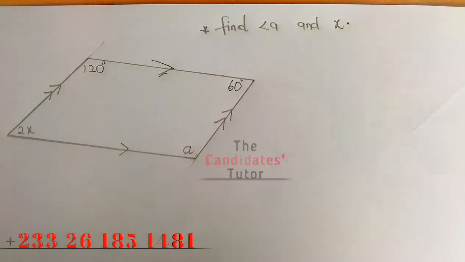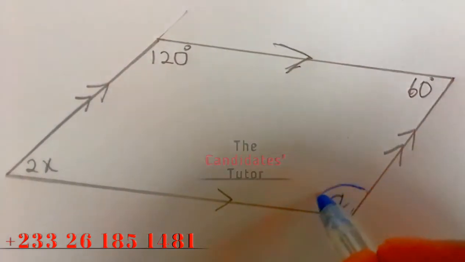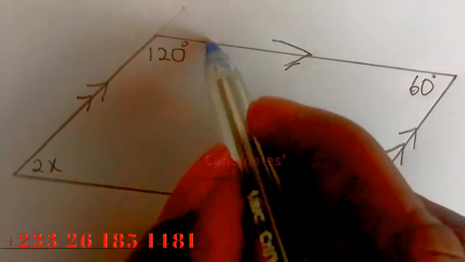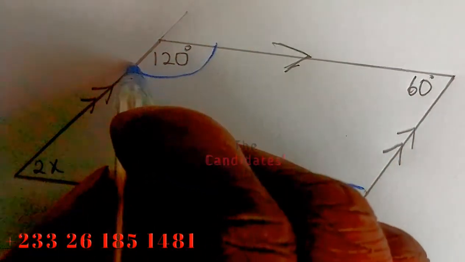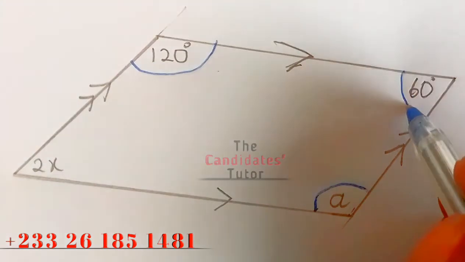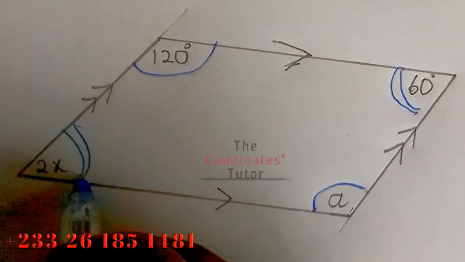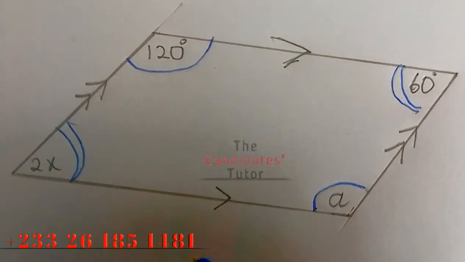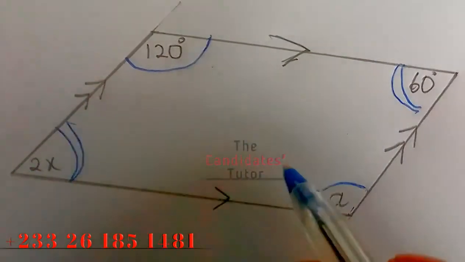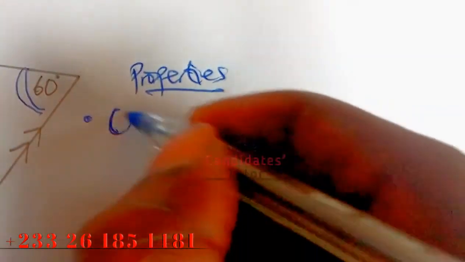Okay, so one property of parallelogram is that this angle here is the same as the angle at this side, and the angle here is also the same as the angle at this side. That's one property. The opposite angles are equal, so let's write that. So the properties: one, the opposite angles are equal.